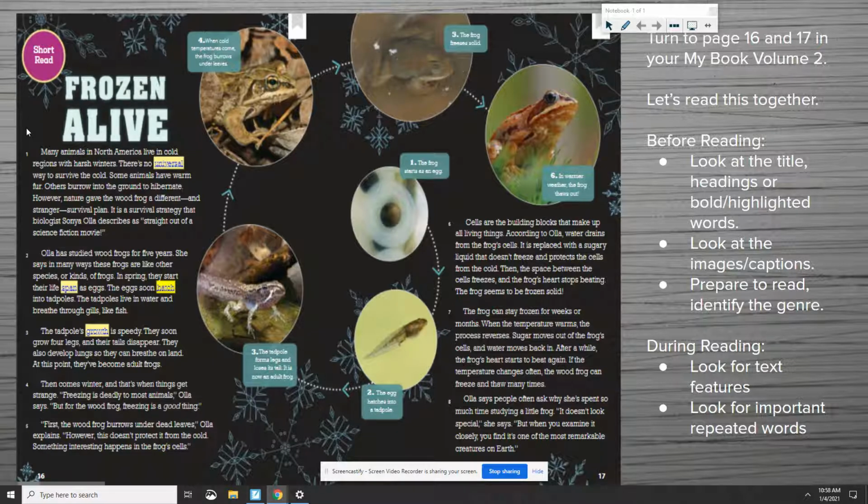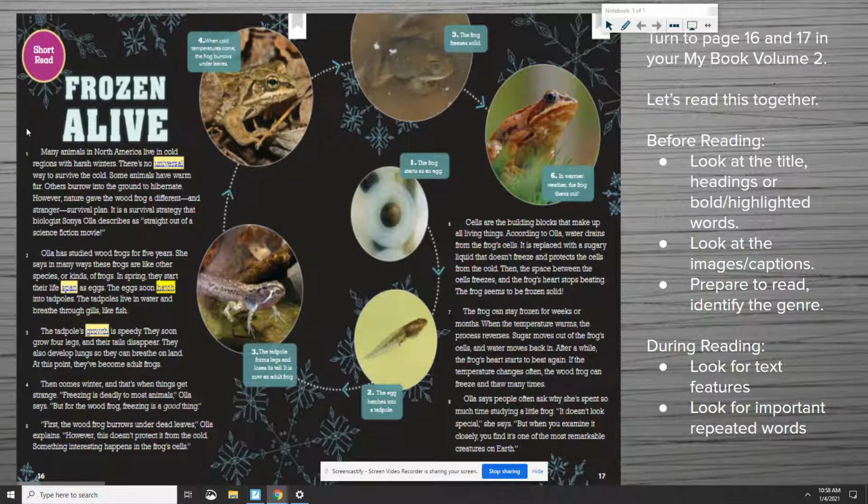So continuing on paragraph 2. Ola has studied wood frogs for 5 years. She says in many ways these frogs are like other species or kinds of frogs. In spring they start their lifespan as eggs. The eggs soon hatch into tadpoles.